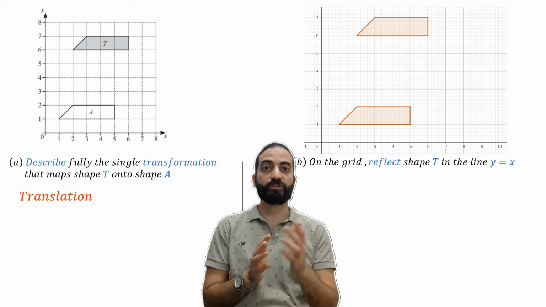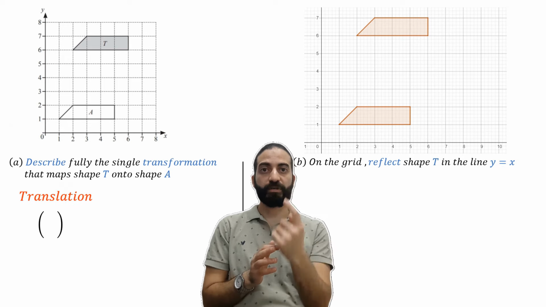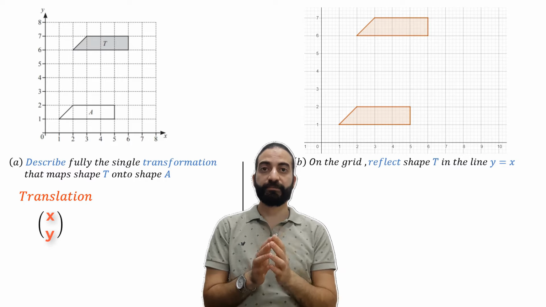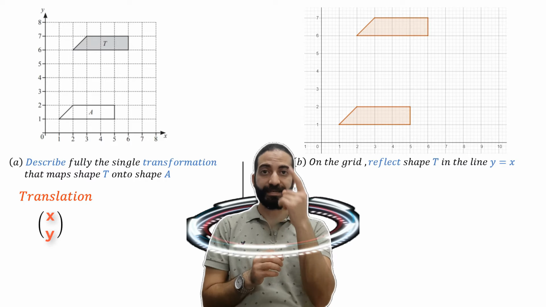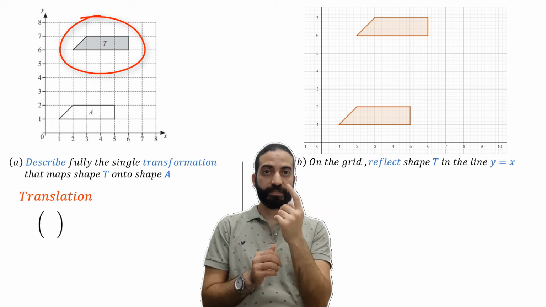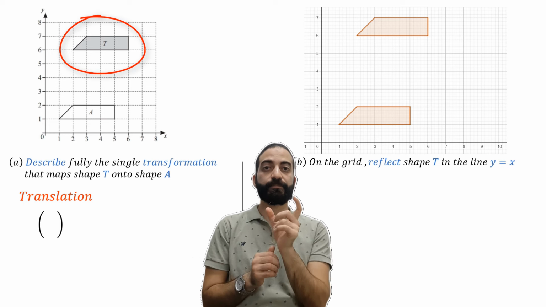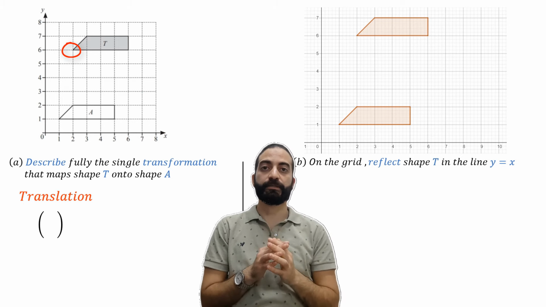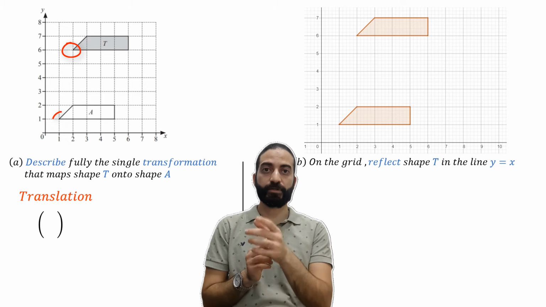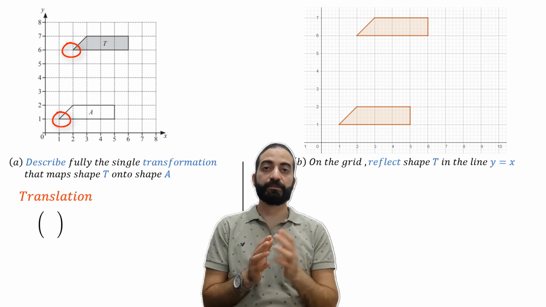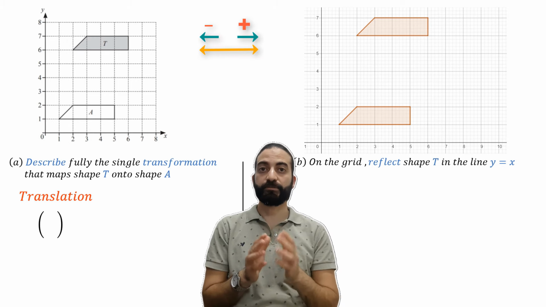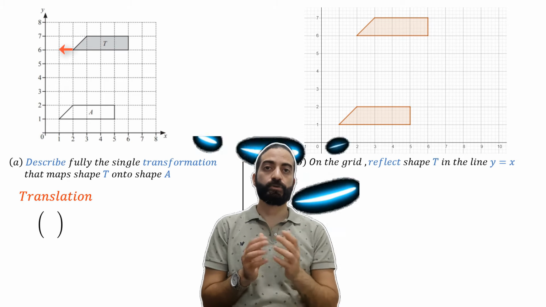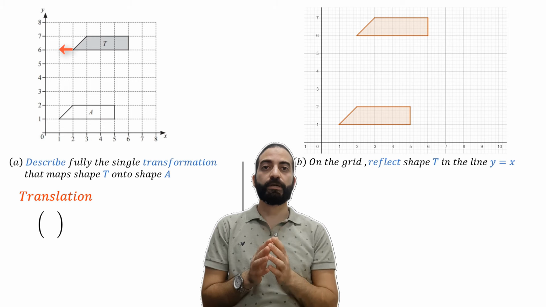Now, in order to get the vector, we must start with shape T to A. As we know, the vector has x and y. In order to determine x, we must start with any point on shape T to reach the same point but in shape A. We will start with this point on shape T, and we must reach this point, which is the same but on shape A. We must take a step back, and because we went back, we must put minus. So we get that x equals minus 1.